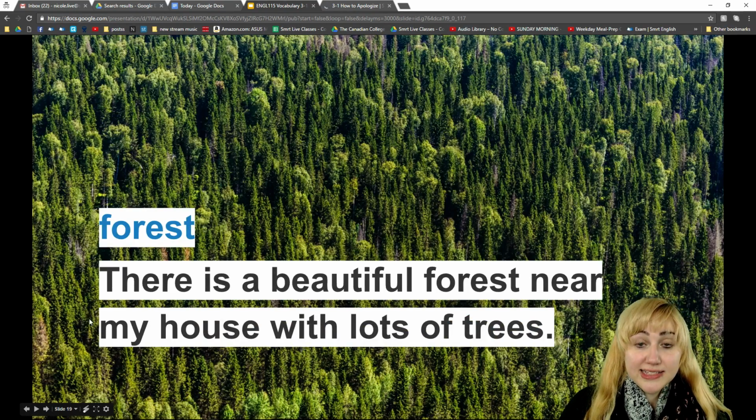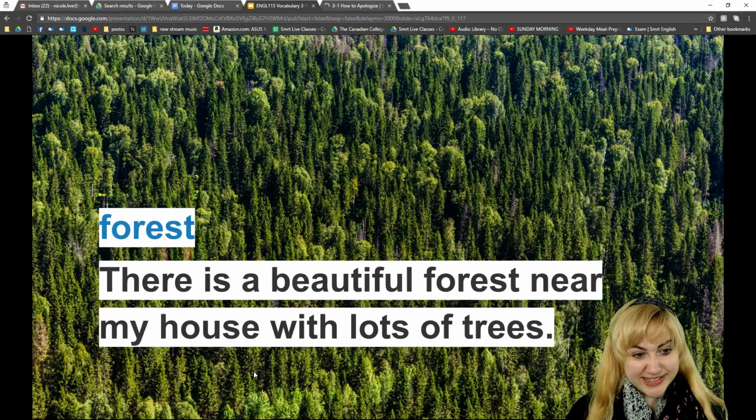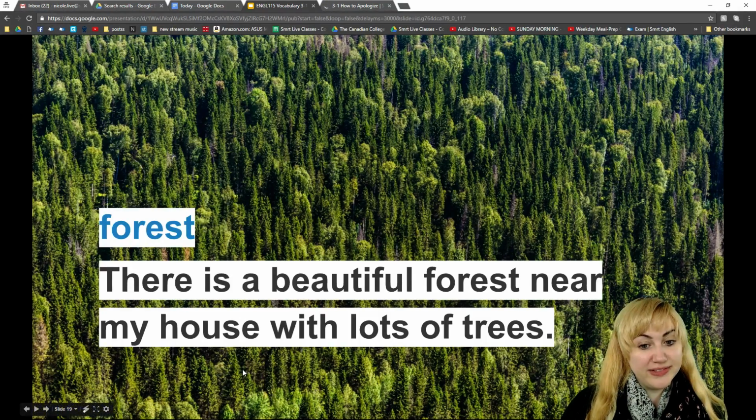Okay. Our next word is forest. So our example sentence says, there is a beautiful forest near my house with lots of trees. So a forest is a group of trees, a big group of trees. And this is a noun.